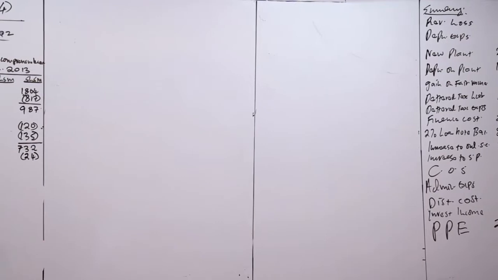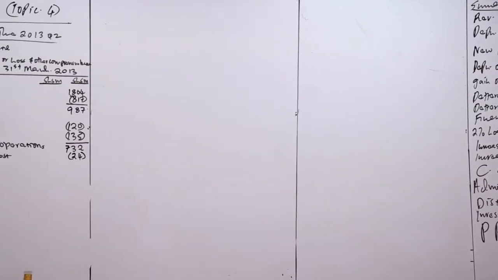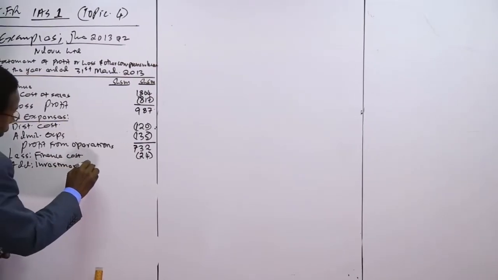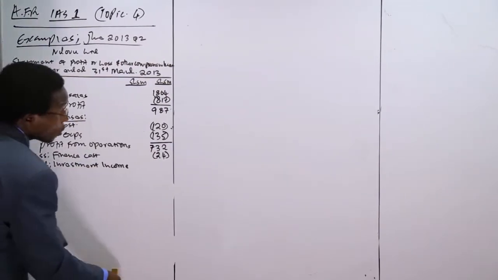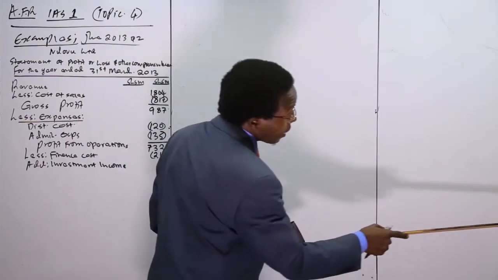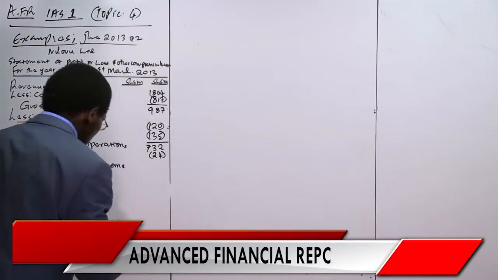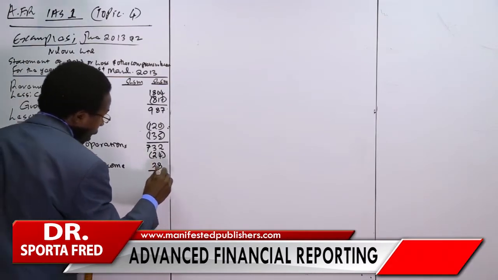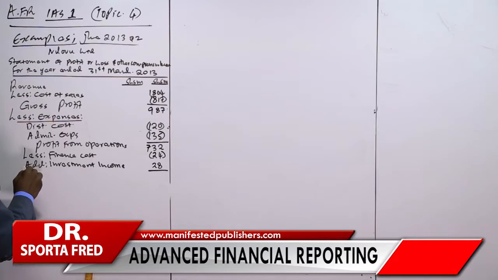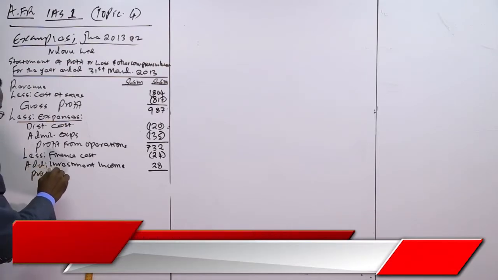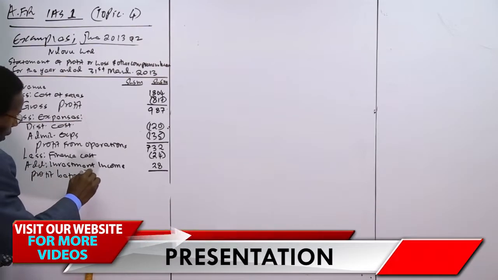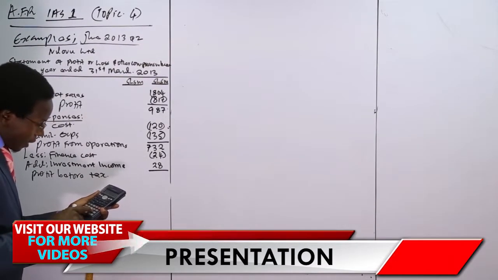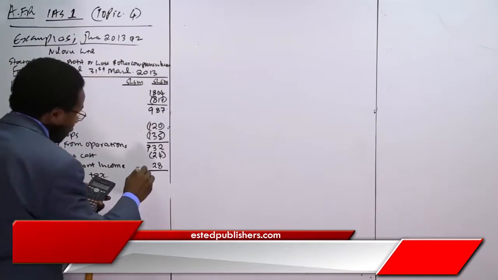Then we had investment income. Investment income here, friends, we had also done an adjustment for investment income, so we have 28. Then we have our profit before tax. So I'll take my calculator and say this. We have 736.